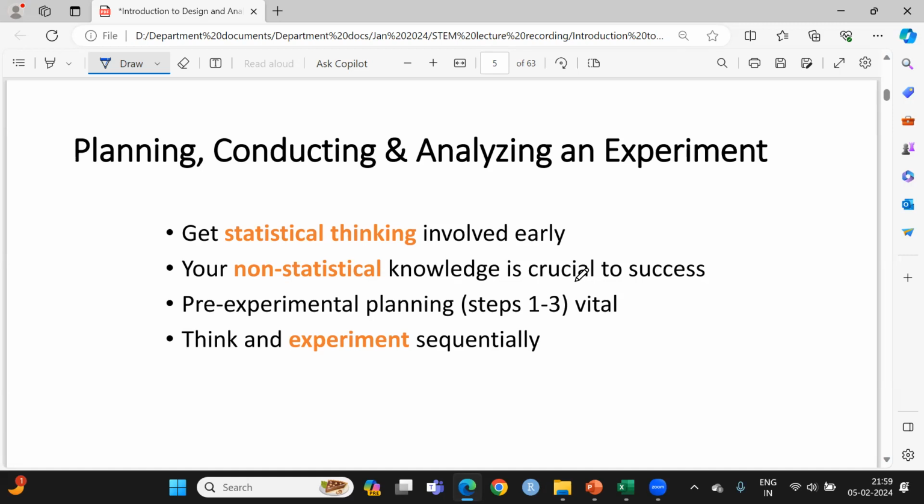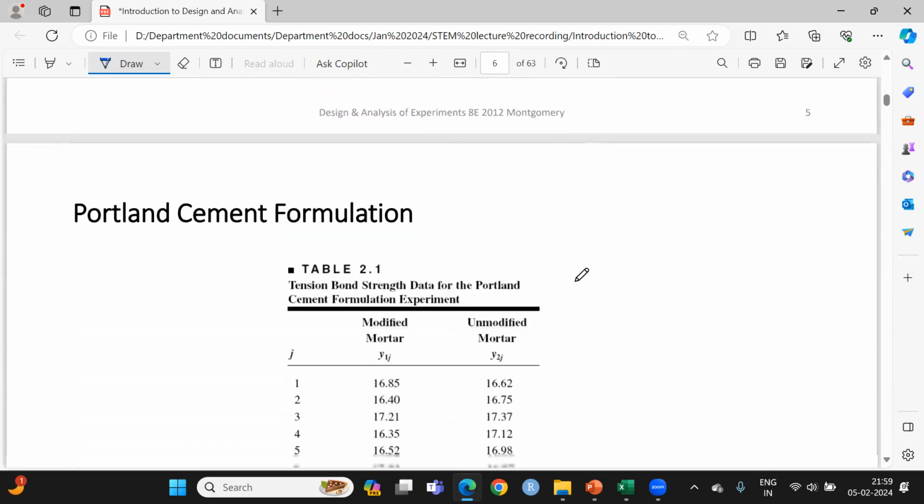The next thing is to think and experiment sequentially. It means that before conducting an experiment, one must visualize how to do the experiment, how to collect the information, and after getting the information, how to do the analysis, which tools can be used for the analysis, and how to draw the conclusion. Then one has to start the experiment, because if one has no clear idea how to conduct the experiment, then one cannot draw conclusions.